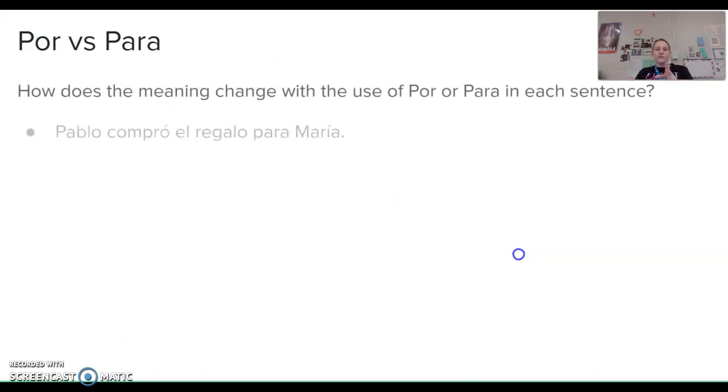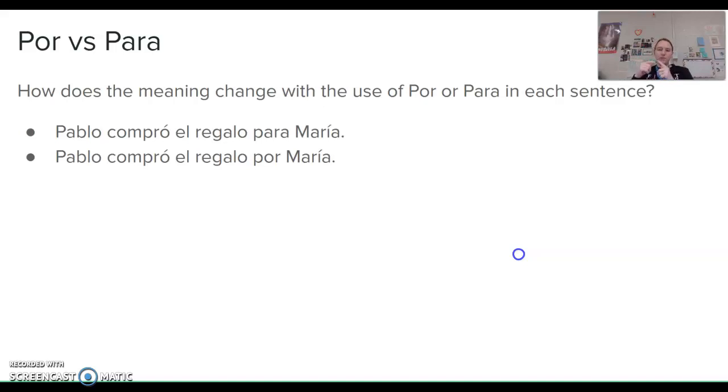Okay, so let's look at these two sentences. Pablo compró el regalo para María versus Pablo compró el regalo por María. These sentences are both grammatically correct. Okay? There's not one that's more right than the other, but the use of por and para changes the meaning of the sentence here. Okay?